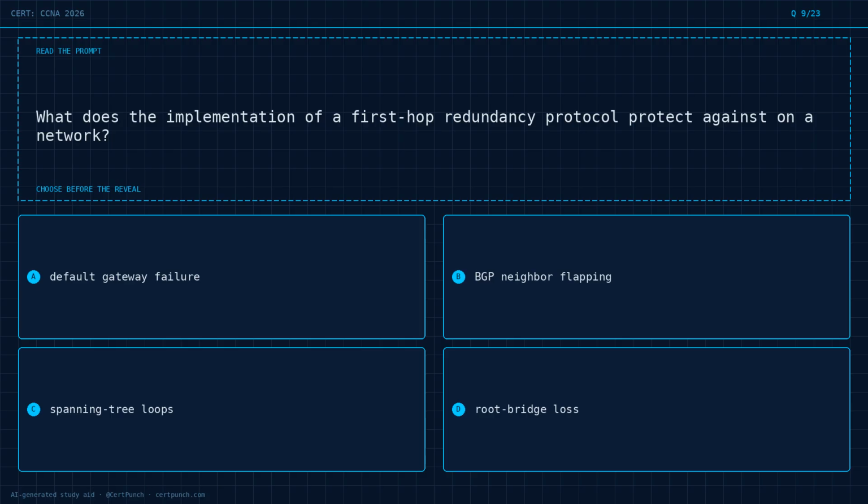Question 9 of 23. What does the implementation of a first-hop redundancy protocol protect against on a network? Option A. Default gateway failure. Option B. BGP neighbor flapping. Option C. Spanning tree loops. Option D. Root bridge loss. Choose the best answer before the reveal. Commit to it now. The answer is option A.